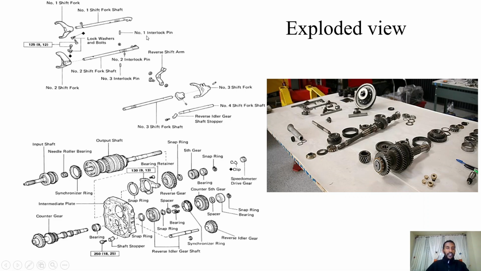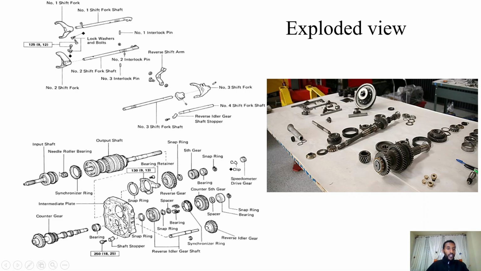If you see the parts, most focus on the gear shifting mechanism, the shift fork shafts. Can you see this interlock pin, which prevents the engagement of two gears simultaneously? And you see the interlock pin for the different rails. We also have the shaft stoppers, the snap rings, and the spring. We have different types of bearing.